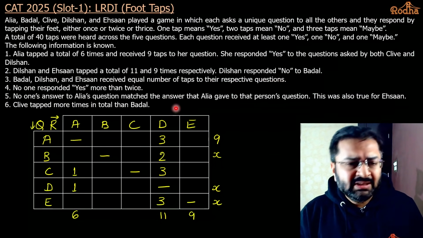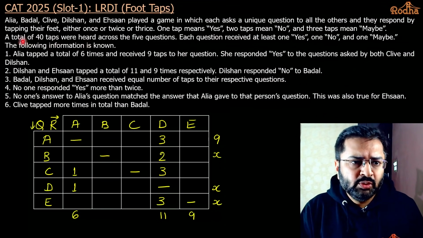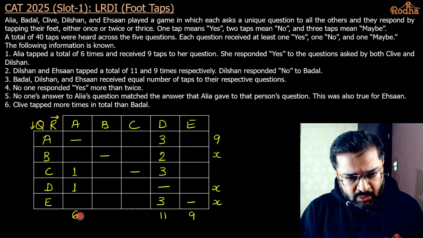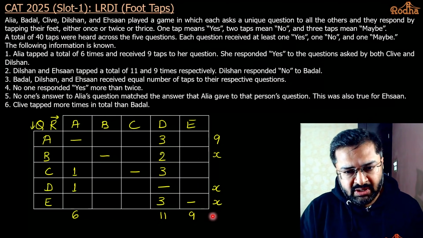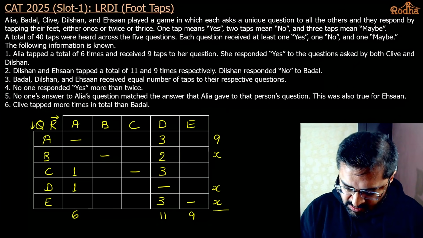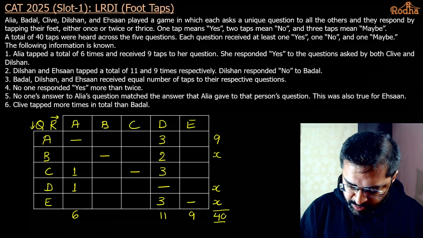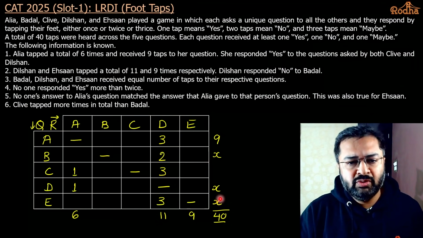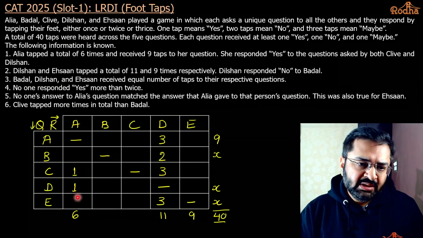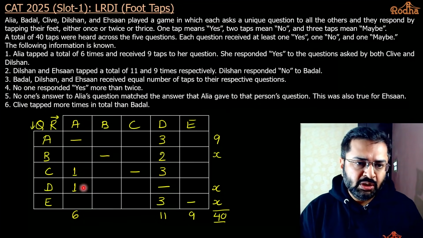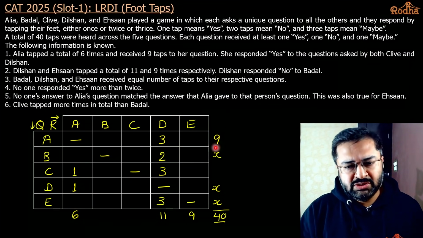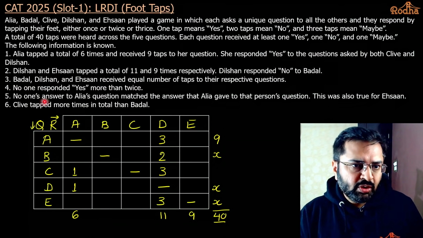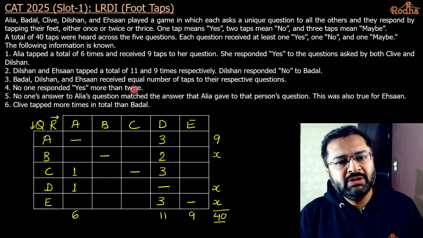And another thing that we can write, that's given in the stem only, is that a total of 40 taps were heard across the 5 questions. So either we count this way here or here. What we can definitely say is that this number would be 40. Fine. So we can count from this or we can count from this. These are the taps, these are the responses columns, right? And these are the questions column. So it's the same thing, but this adds up to 40. Let's move forward. No one responded yes more than twice.